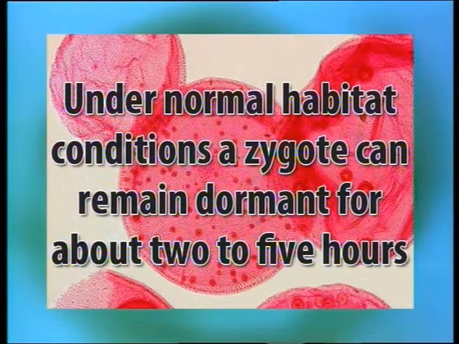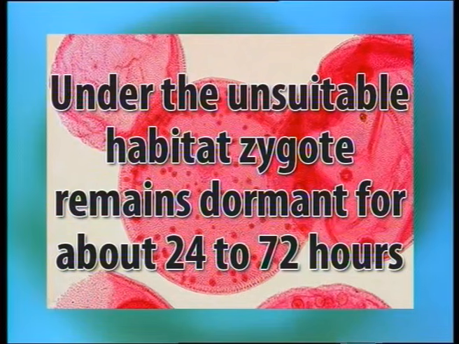colony. Under normal habitat conditions, a zygote can remain dormant for about 2, sometimes about 5 hours. But if the habitat is not suitable, it has been seen that sometimes the zygote remains dormant for about 24 and sometimes even 72 hours. That is, the zygote is itself able to assess what suitable conditions will facilitate not only its division but also development of the progenial colony of the Volvox.